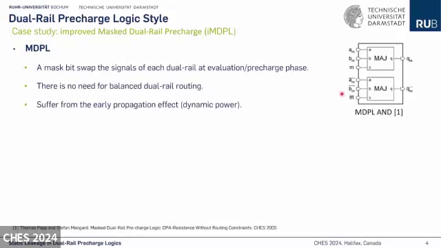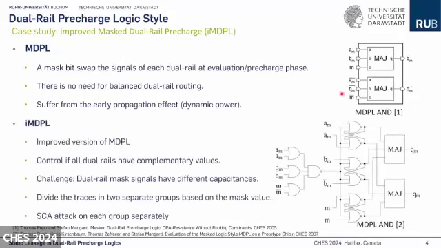To address the early propagation effect in MDPL, IMDPL was introduced. If we compare the IMDPL AND gate with the MDPL one, we notice that in IMDPL there is a combinational circuit at the gate inputs. This combinational circuit examines if all given inputs are in the evaluation phase to pass the inputs to the cell, or all of them are in the pre-charge phase to let the cell also move to the pre-charge phase.